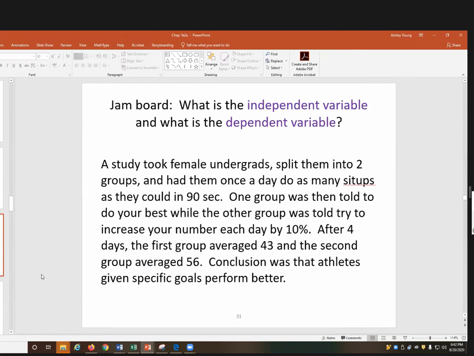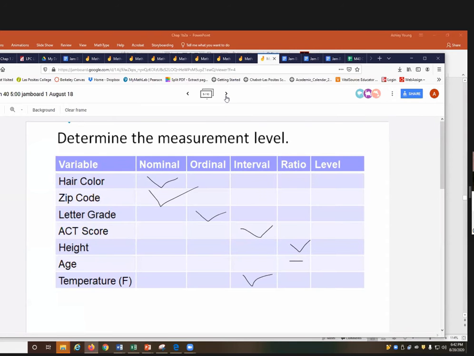All right, so here's your Jamboard. It's in the Jamboards, I think. I believe I copied it into all of them, yes. So go ahead, you don't have to worry about it. It's in all of yours.